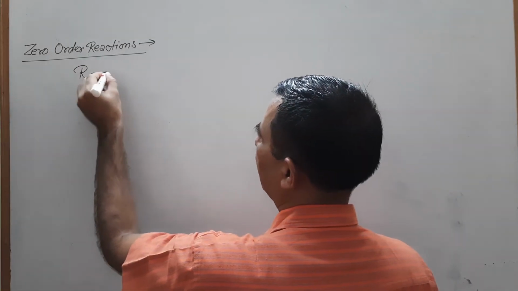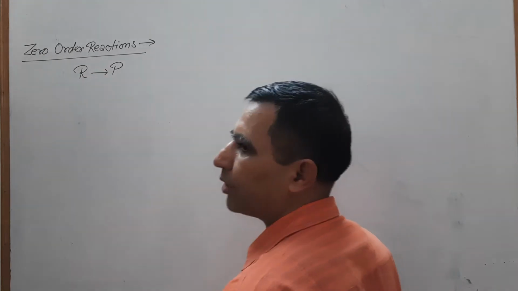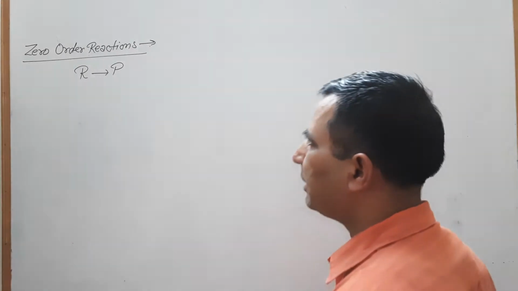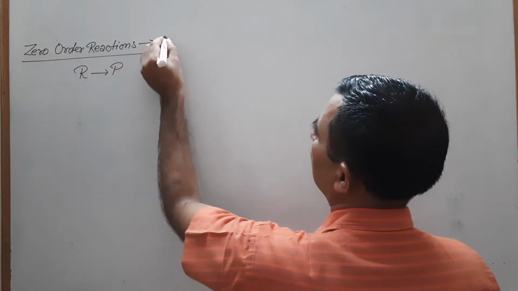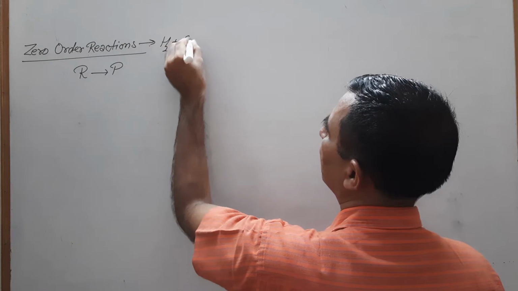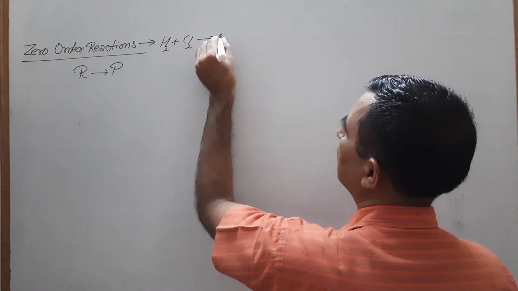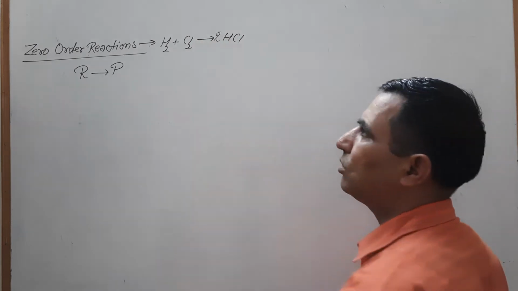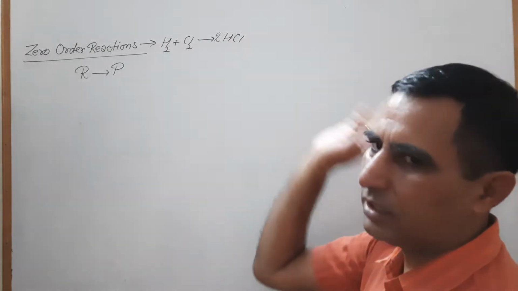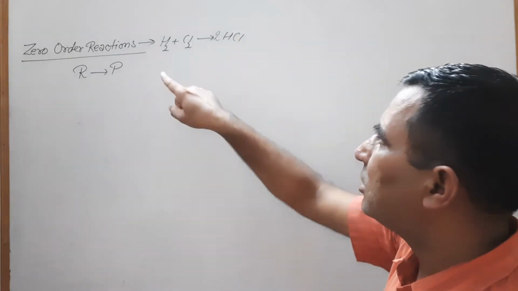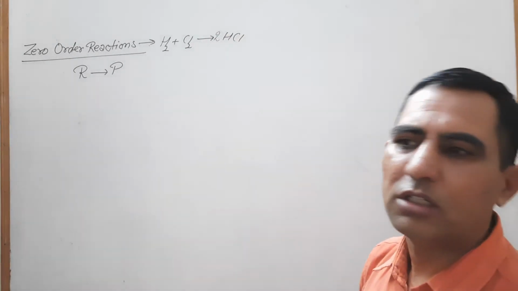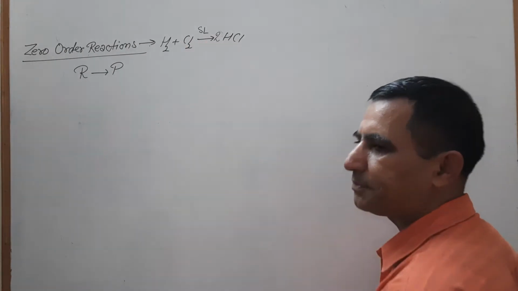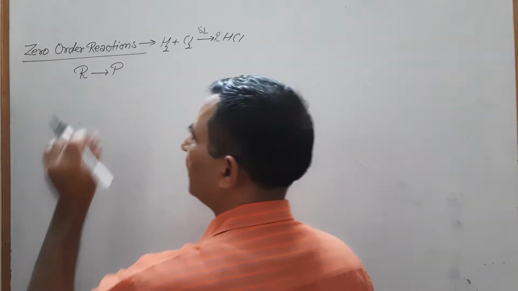Let's say our reactant R is converting into product P. The best example of a zero order reaction is H2 reacting with Cl2 to convert into HCl. It is a zero order reaction. The concentration of hydrogen and chlorine does not change in the presence of sunlight when this reaction is carried out.